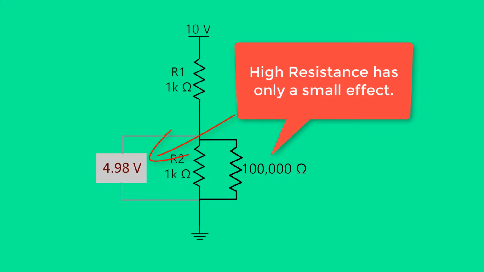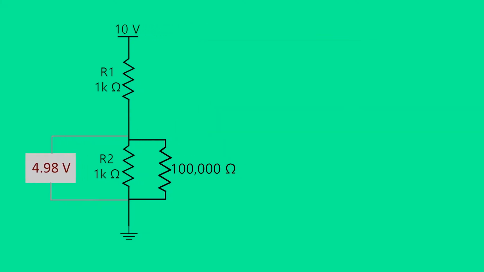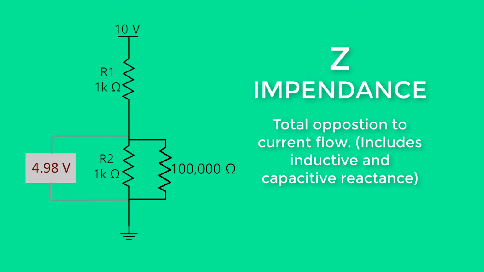High resistance loads have very little effect on a circuit. When a load includes inductive or capacitive reactance, the opposition to current flow is described as impedance rather than resistance. Impedance is abbreviated with the letter Z.